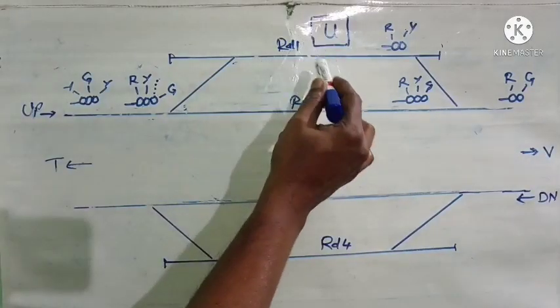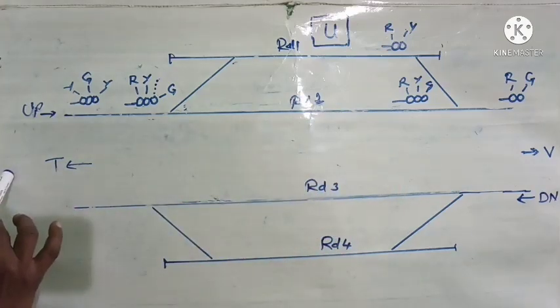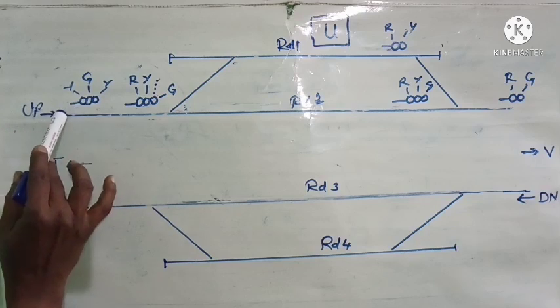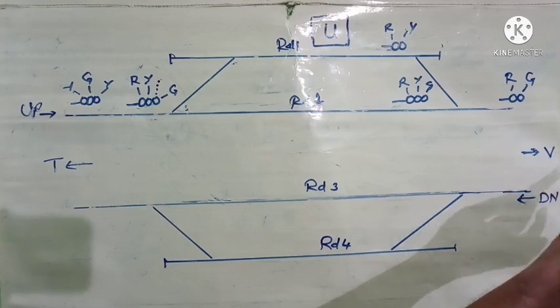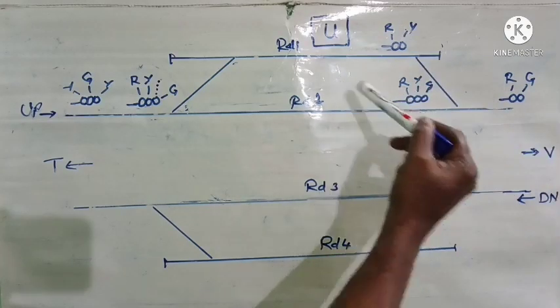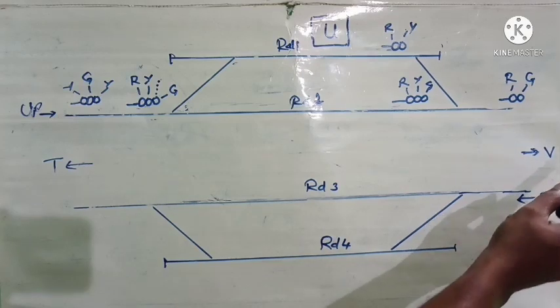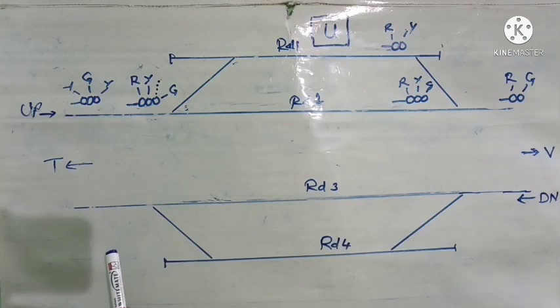So here is station U yard. Here this side station T. From station T the train is reaching this distant signal of station U. Here this is station V, this side. So from U station the train will go to station V. Station V is on this side. Here this is the up line and this is the down line of the station.